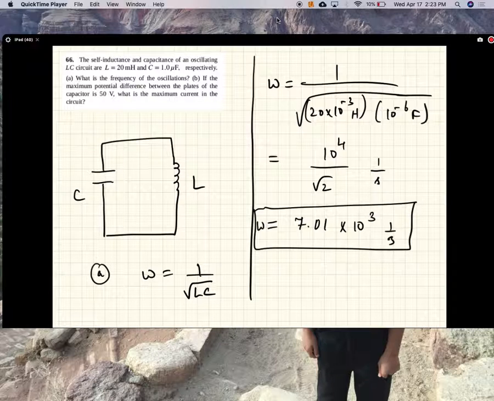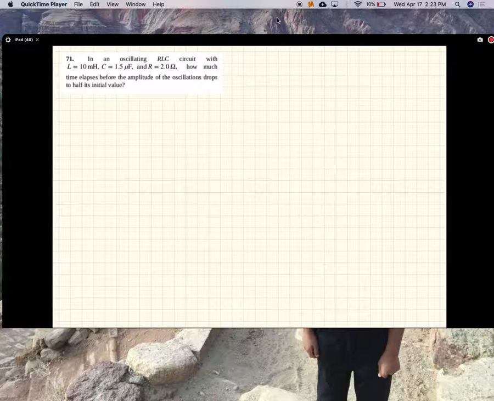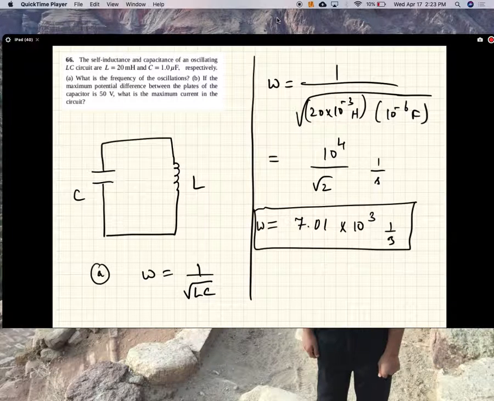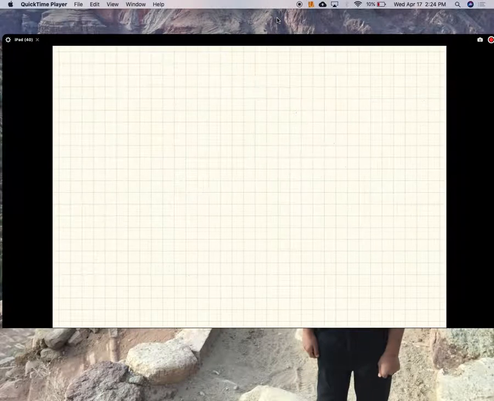Part B, if the maximum potential difference between the plates of the capacitor is 50 volts, what is the maximum current in the circuit? In this, you can look at your notes. Here the charge is varying sinusoidally, so is the current varying sinusoidally. You can look up the expressions in your notes. So the charge on the capacitor varies like so.